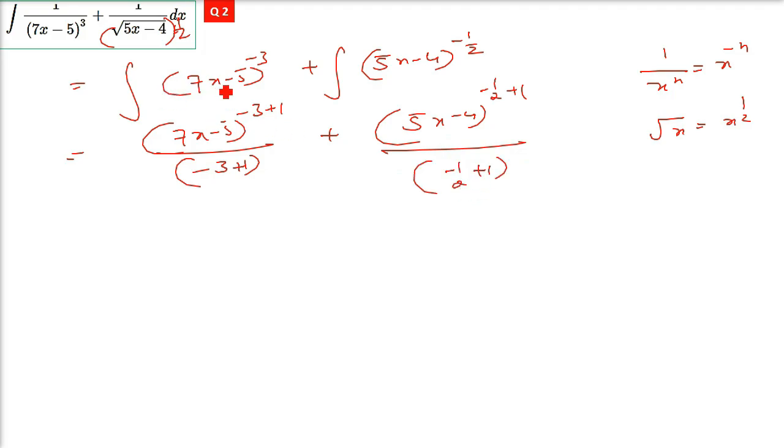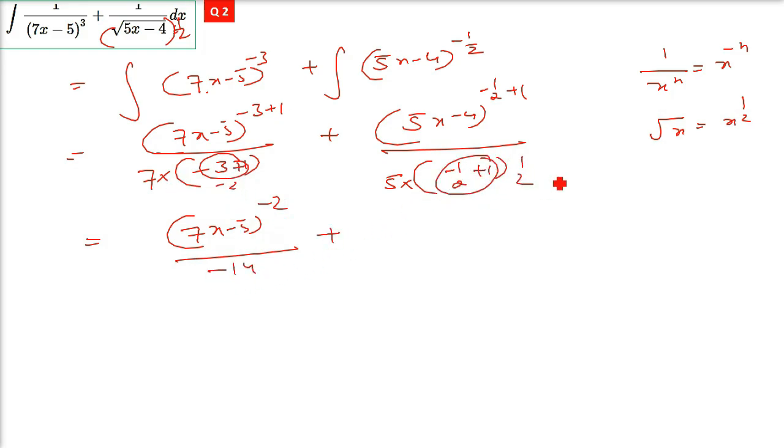There is one more thing. You have to differentiate 7x minus 5 and the result has to be divided. 5x minus 4, when you differentiate it, 5 will come. That has to be put in the denominator. So let us write the answer now. (7x minus 5) to the power minus 2 divided by, minus 3 plus 1 is minus 2. Minus 2 into 7 is negative 14. Here you have minus half plus 1, which is half. 2 goes up, 5 remains in the denominator. (5x minus 4), minus half plus 1 is half only. So you can just write it as (5x minus 4) to the power half.